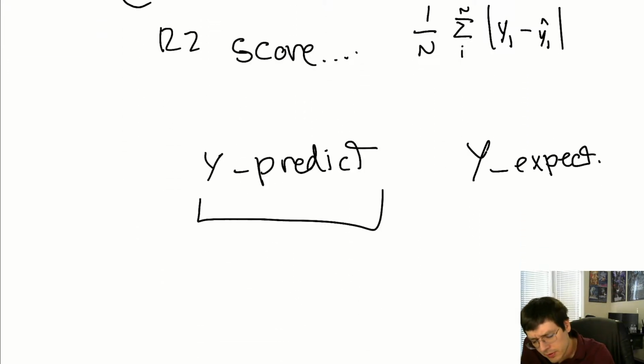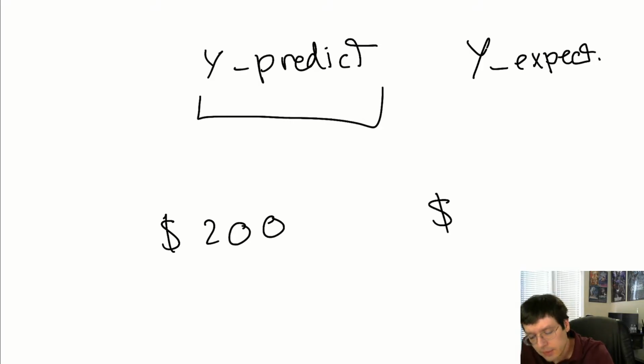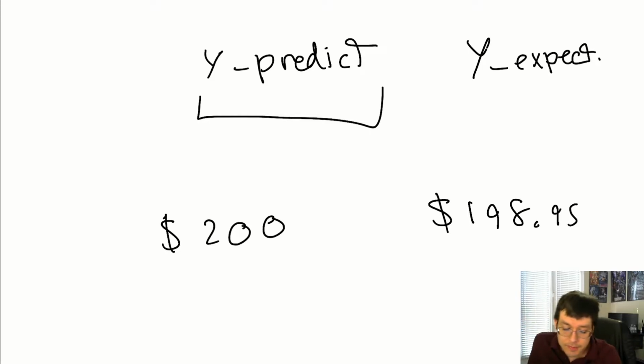So let's think for a second about the stock, right? Suppose you're looking at GME stock and it's $200. That's what your model predicts. But the real reality of that day is that it was $198.95, okay?